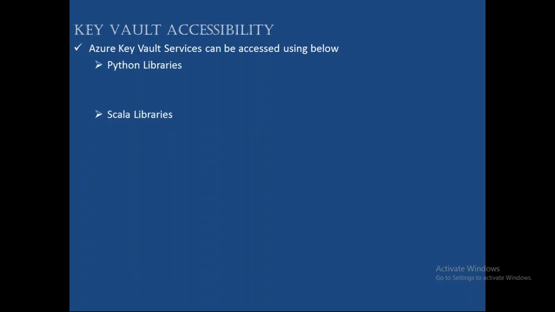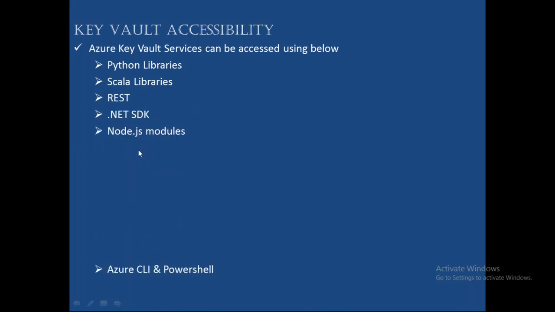Okay, fine. Key Vault accessibility. By using what things can you access the secrets which you have in the Key Vault? Azure Key Vault service can be accessed using the below things. One is Python libraries, Scala libraries, REST API. Python and Scala libraries you are going to use when you are connecting to the Key Vault from Databricks. But when you are connecting to the Key Vault from Azure Data Factory, you are going to use REST calls. You can use .NET, Node.js, Azure CLI, PowerShell, Java. So many things are there. I just mentioned a few.